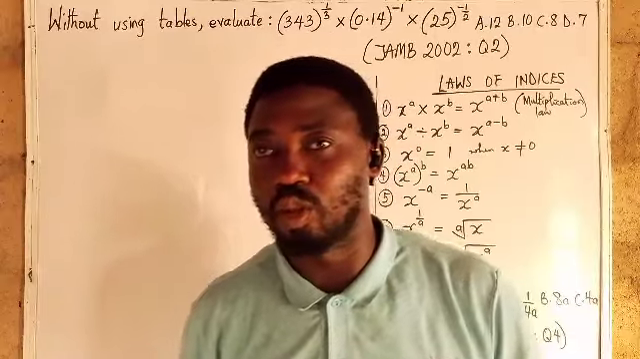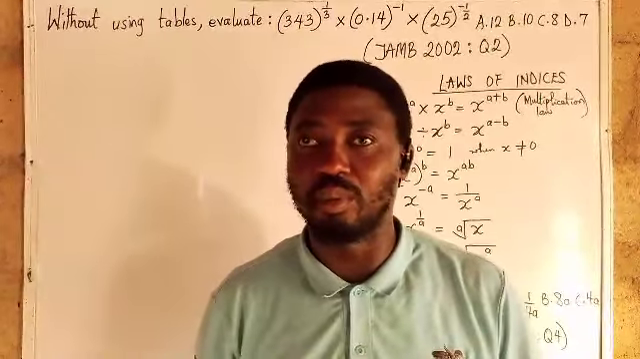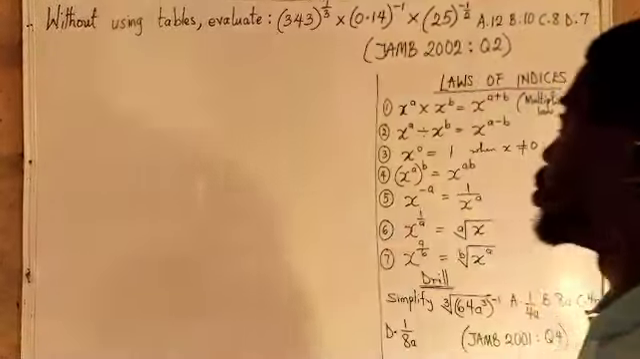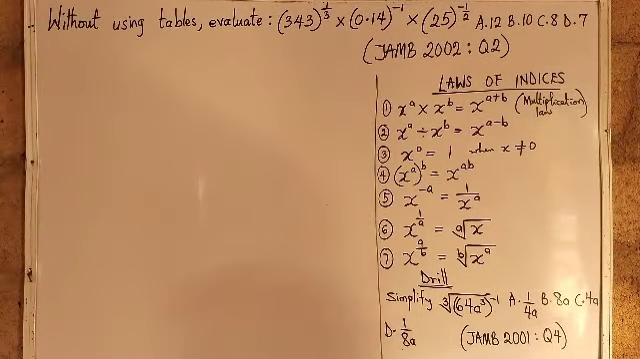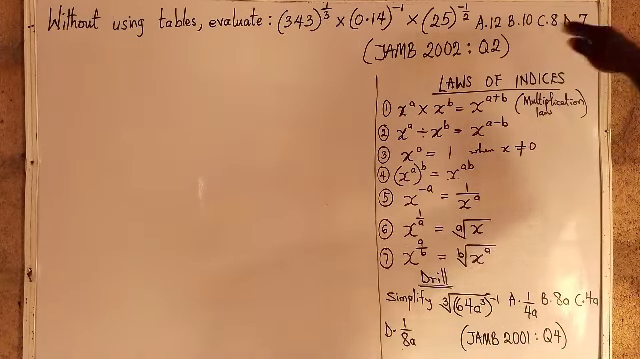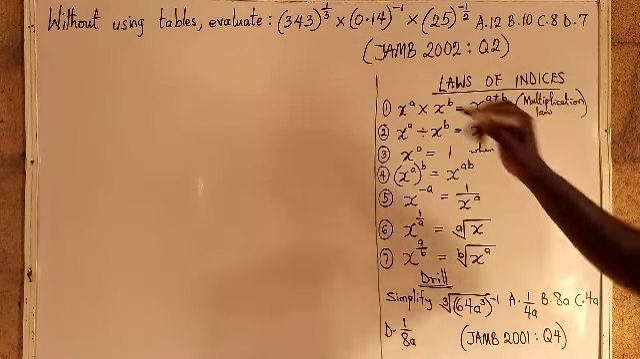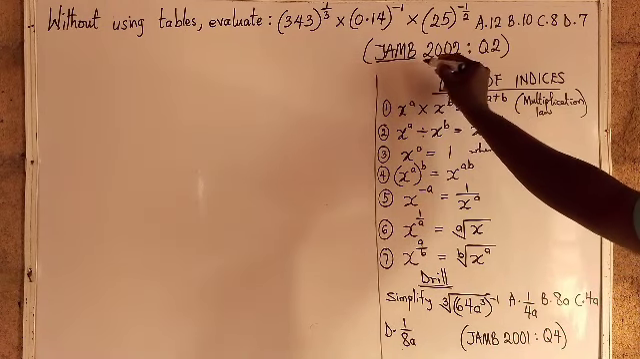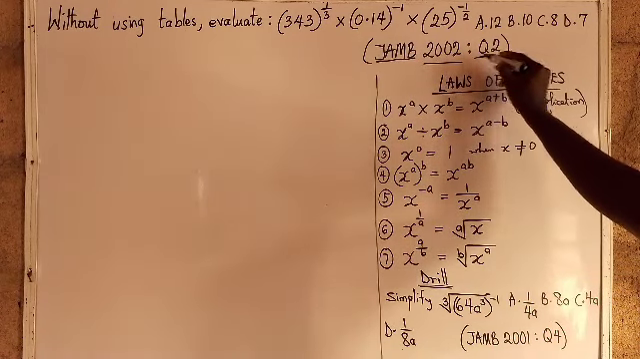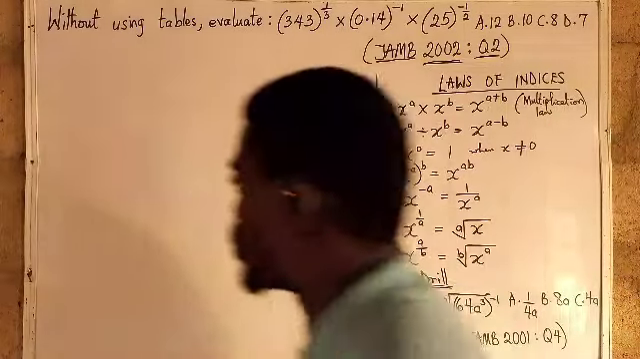So let's do well and solve this question on indices from Jamb together. Without using tables, evaluate 343 all raised power 1 over 3 multiplied by 0.14 all raised power minus 1 multiplied by 25 all raised power minus 1 over 2. We have the answer options given to us. This is Jamb 2002 question 2. So how are we going to solve this?